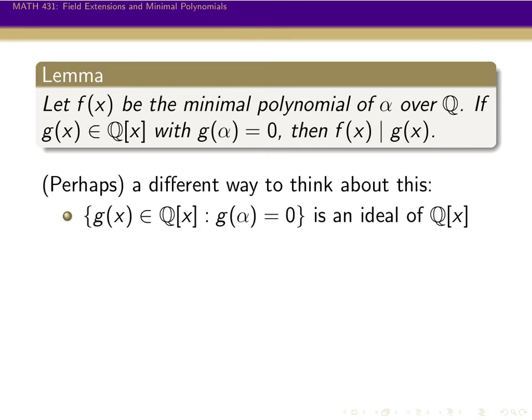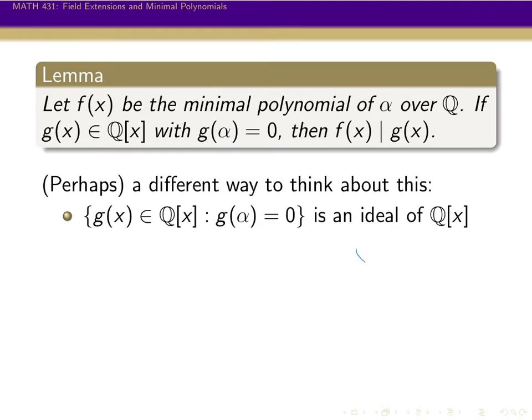So if we think about the set of all polynomials that have alpha as a root, and so that's what this set is here, all g of x in Q adjoin x, in polynomials over Q, such that alpha is a root of it. This is an ideal of Q[x]. You might have proven this in Algebra 1. This is not a difficult thing to prove.